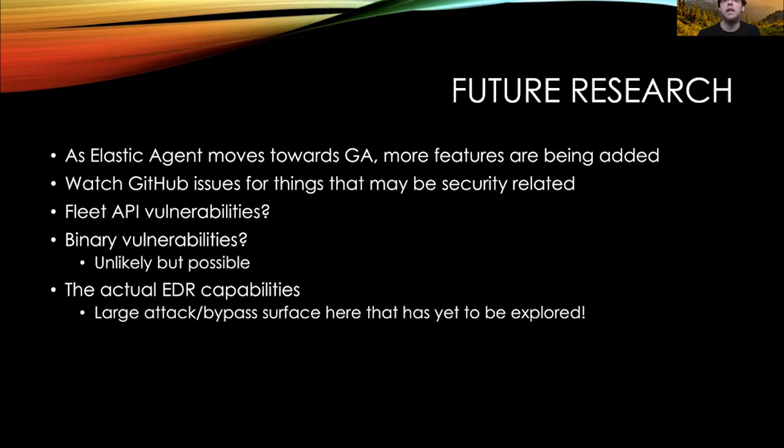There's also this full Fleet API that I haven't had a chance to do a ton of in-depth work on. It's possible there are some access control or different vulnerabilities that exist there that could provide some additional Elastic agent issues. Another possibility, since we are working with these compiled binaries, is the possibility for some sort of binary vulnerability, like a buffer overflow, format string, things of that nature.